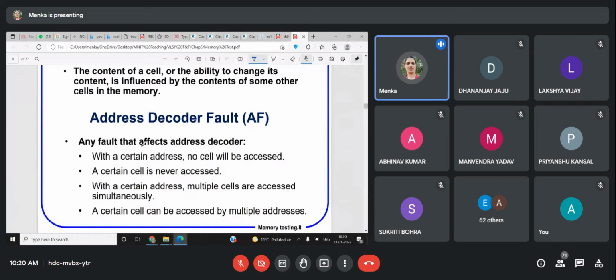Address decoder fault: any fault that affects the address decoder is called an address decoder fault. For example, with a certain address no cell will be accessed, and a certain cell is never accessed. A certain address is accessing multiple cells. A certain cell can be accessed by multiple addresses. So these are the address decoder faults. There are 4 types of faults. First is an address not accessing any cell at all, or accessing multiple cells. A cell is not accessed at all, or accessed by multiple addresses. So there are 4 categories of the address decoder fault.